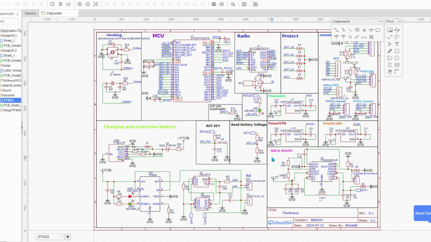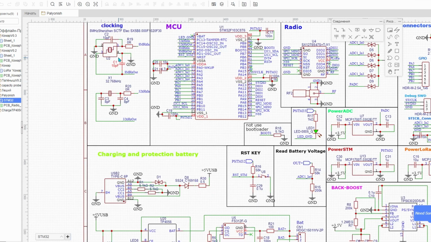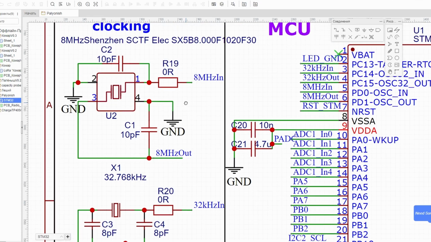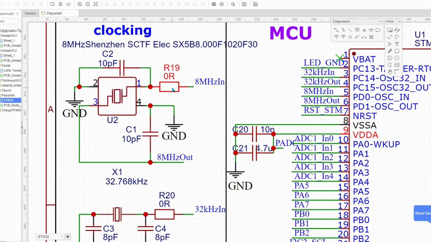In the Bataron circuit, it was supposed to use R19 as X, but during the design I made a mistake by placing this element on the input side of the oscillator, OSC32 in. It should have been placed on the output side, OSC32 out. This we will definitely fix in the next version of Bataron. In my case, R19 equals 0. The rest of the steps are not necessary.